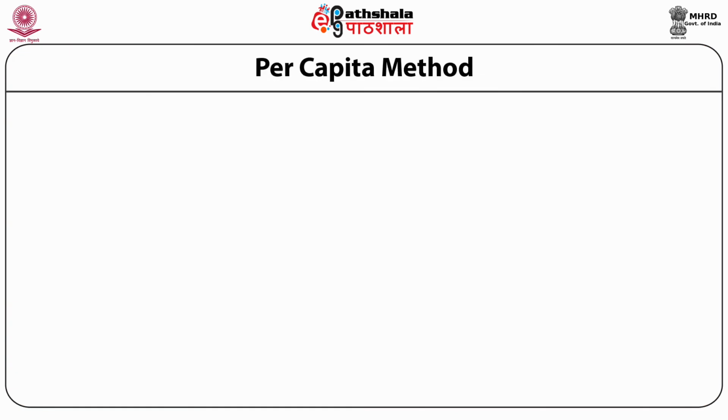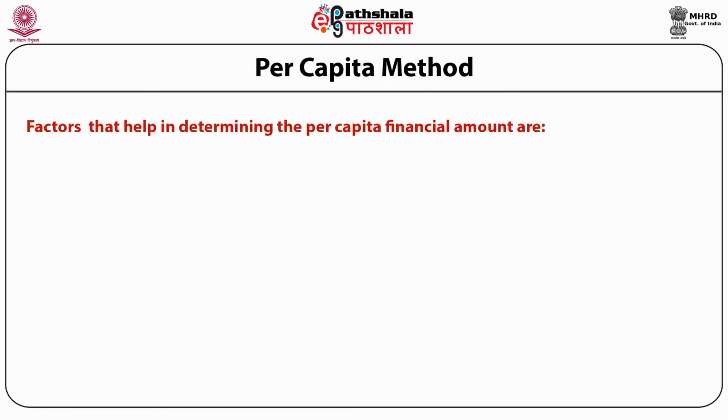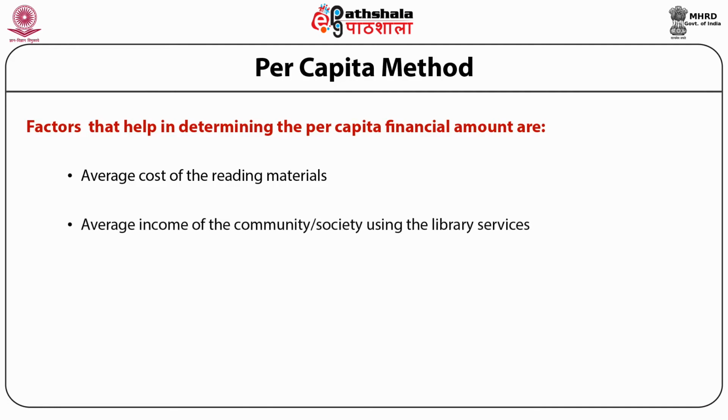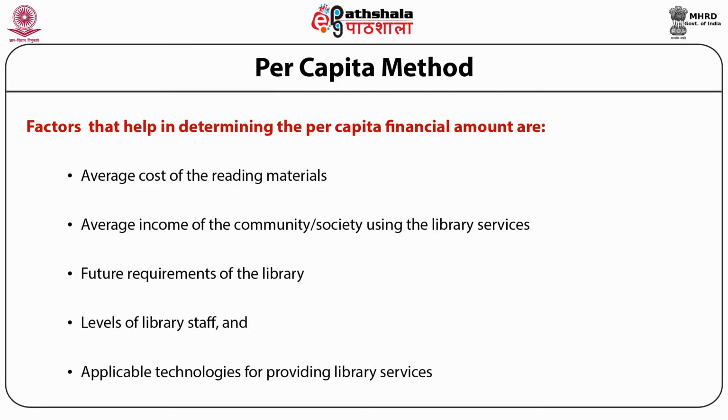Per capita method. Factors that help in determining the per capita financial amount are average cost of the reading material. Secondly, average income of the community society using the library services. Thirdly, future requirements of the library. Fourthly, levels of library staff. And lastly, applicable technologies for providing library services.